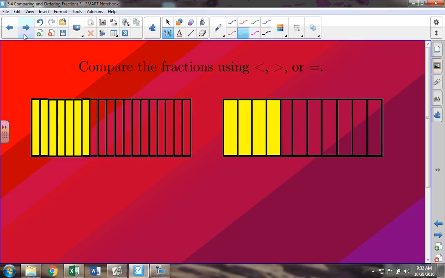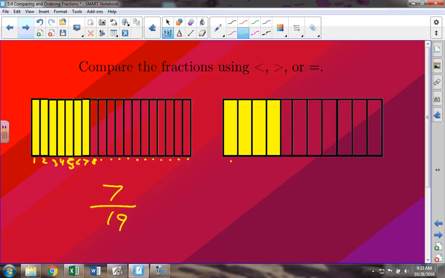And of course, we can compare graphical models. We can compare a visual model the same way. All we have to do is write out the fraction first. For this one, we count 1, 2, 3, up through 19. So 7 out of 19.